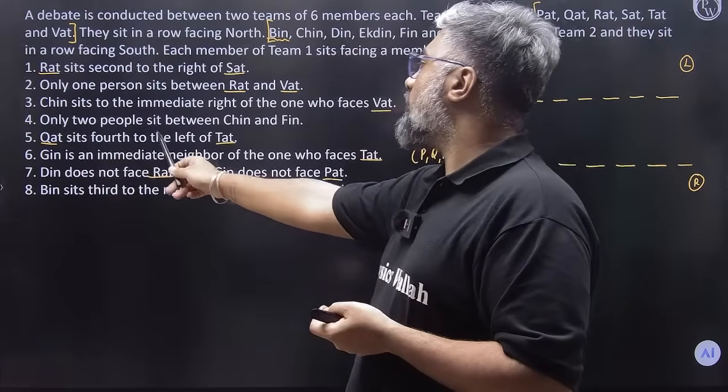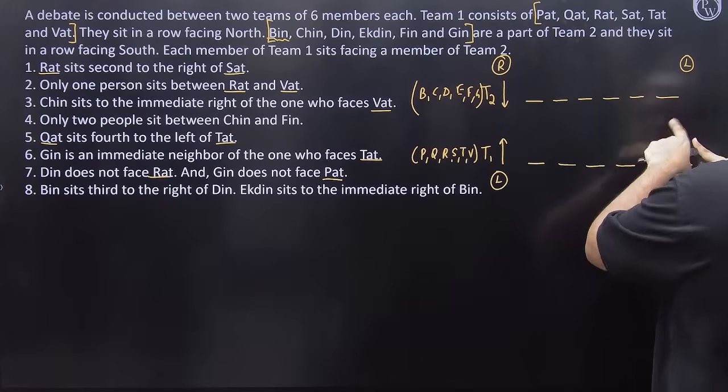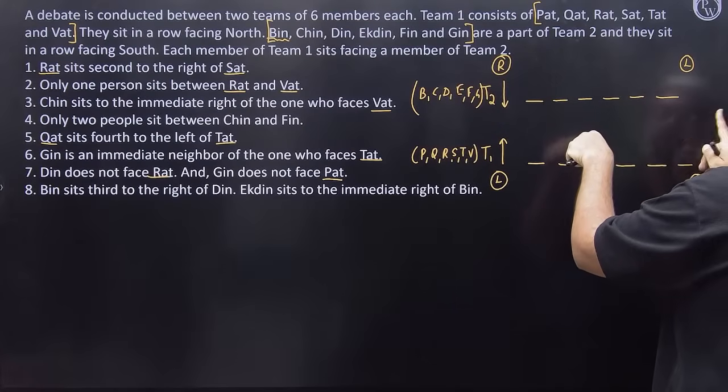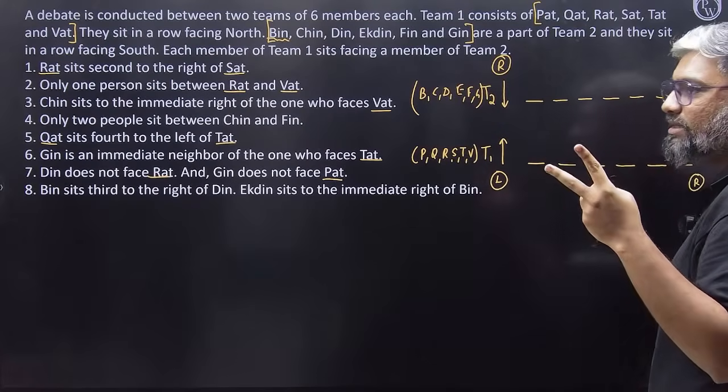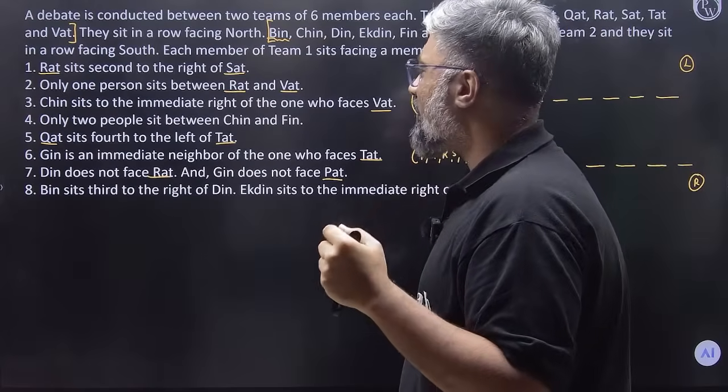Q sits 4 to the left of T. T, first left, second left, third left, fourth left. T, fourth left. 2 cases. Yeah, let's try floating. Let's try floating.